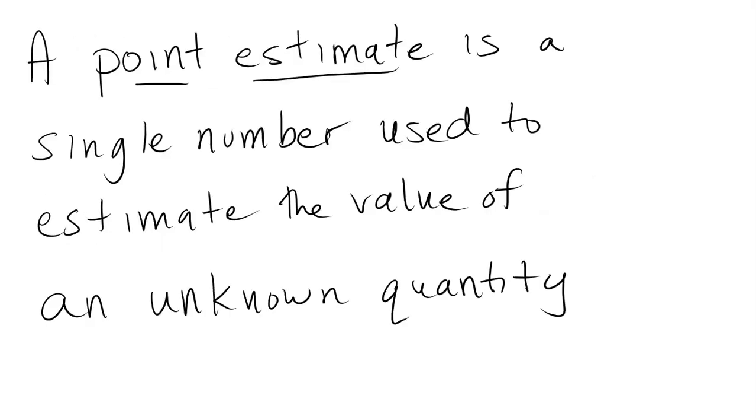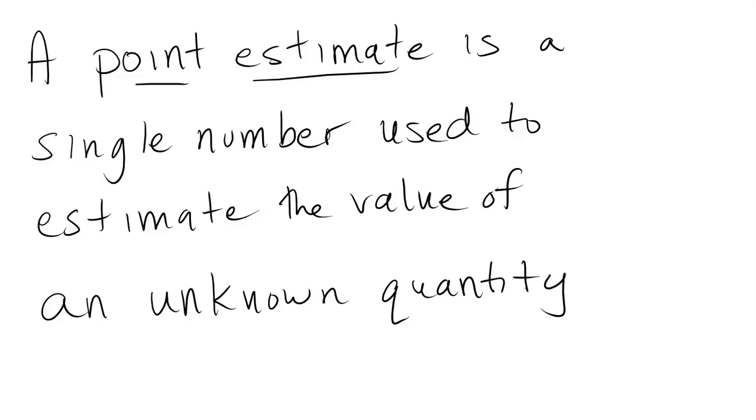A point estimate is a single number used to estimate the value of an unknown quantity. When you use one number to make a guess at some unknown value, that's what we call a point estimate. So for example, if you were to guess that it was around 50 degrees outside, you're using one number, 50, and a unit, degrees, in order to guess at this unknown quantity, which is the air temperature. But we've actually done some nerdy point estimates in our class using statistics.